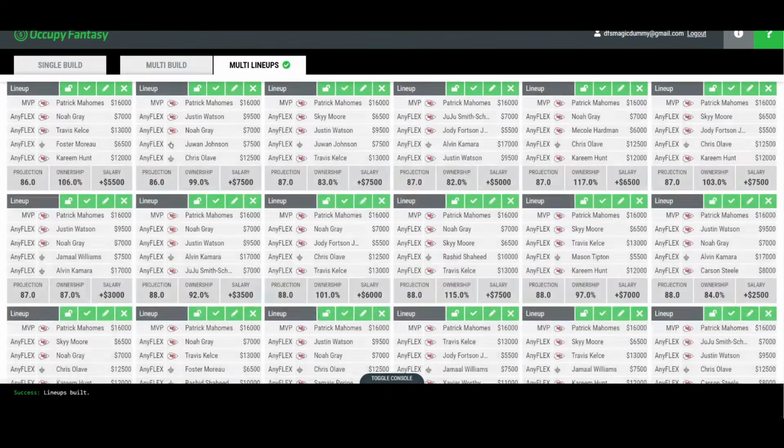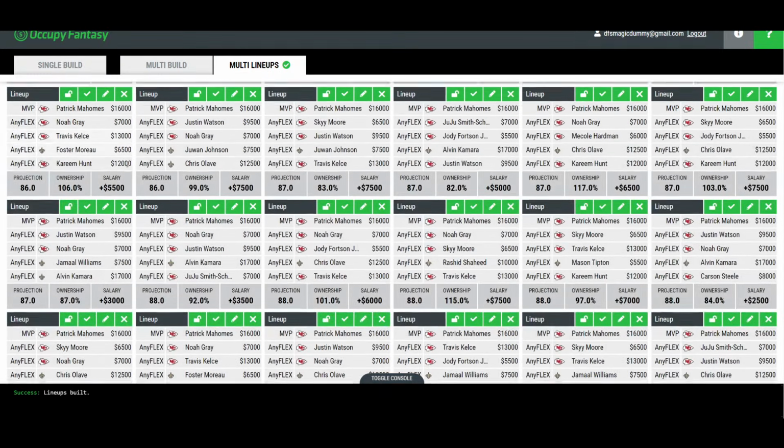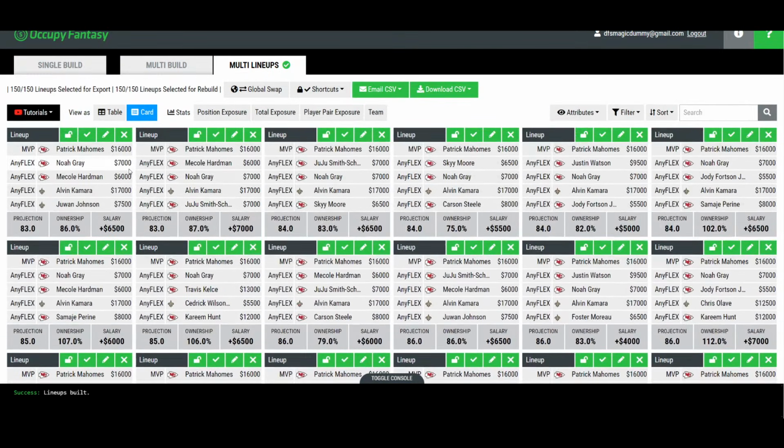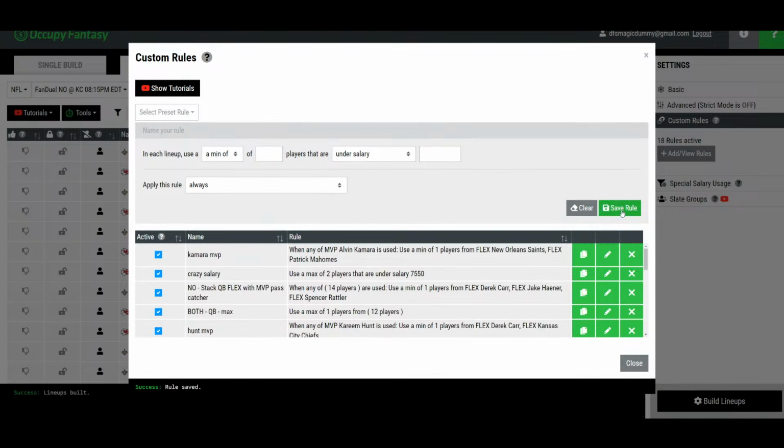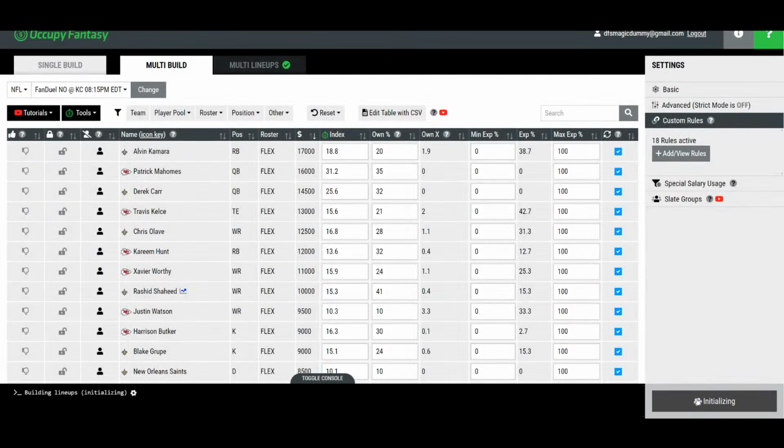That's insane. So what's wrong with this lineup? We see 3 guys under 7K, under 7,500, that's probably too many. Let's make a rule. Add view rules. Crazy salary. Max of 2 guys under 7,500. Let's go 70-50 to include, or 75-50 to include those 7,500 guys. Now, maybe we'll get rid of those types of lineups. Let's go back in. Let's build.